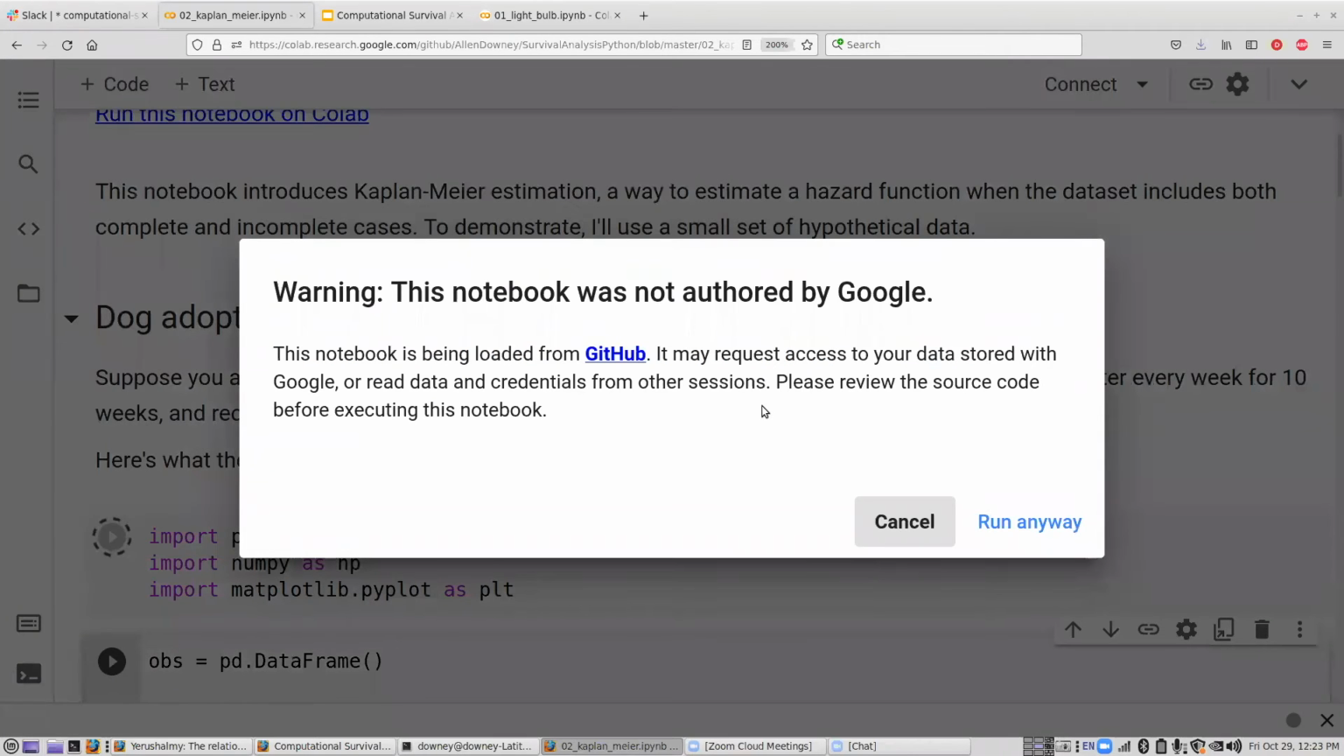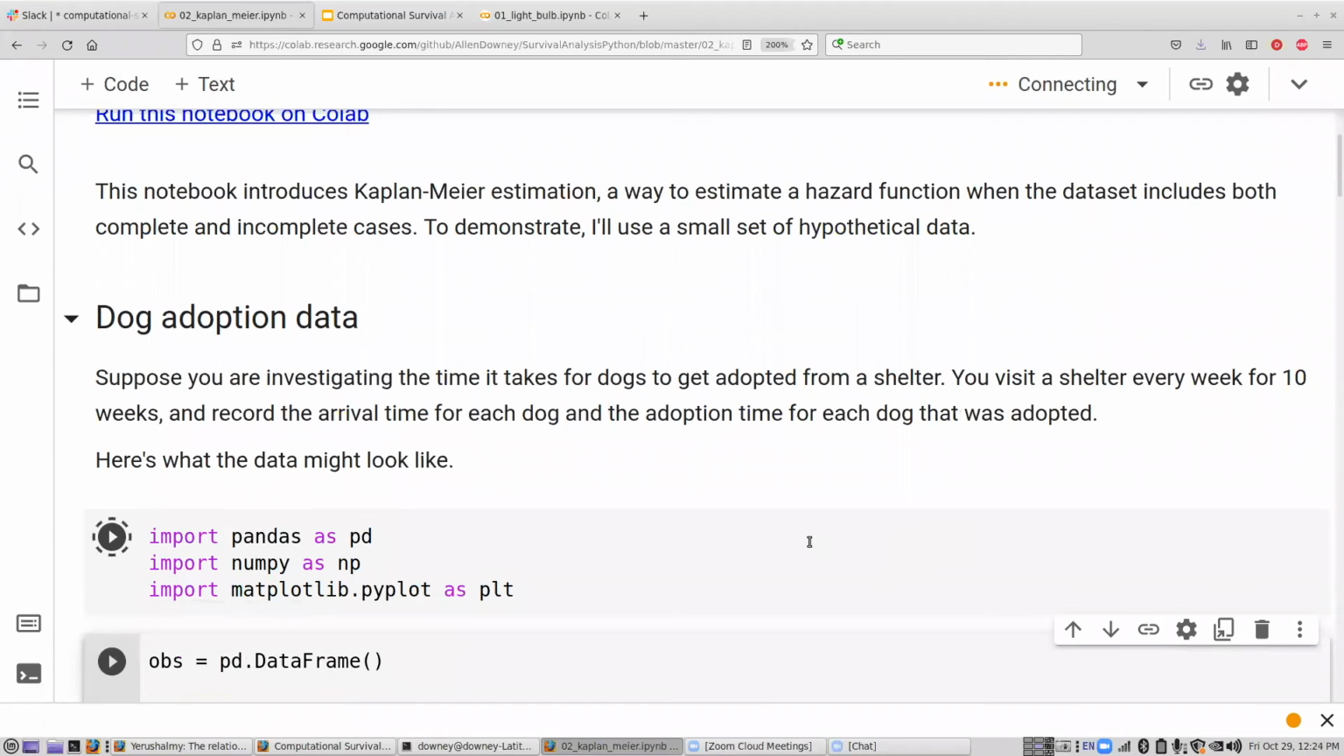Again, when you start the notebook, the first code cell that you run is going to give you a warning. We're going to import the libraries. Now, for this example, I'm going to use completely fabricated data. I'm just going to make up some numbers, but to give them some context, you could imagine an experiment where you want to know how long it takes for a dog to get adopted from a shelter. So if you have an observation window of 10 weeks, you might record the arrival time for every dog that arrives during your observation window and the adoption time for the dogs that were adopted.